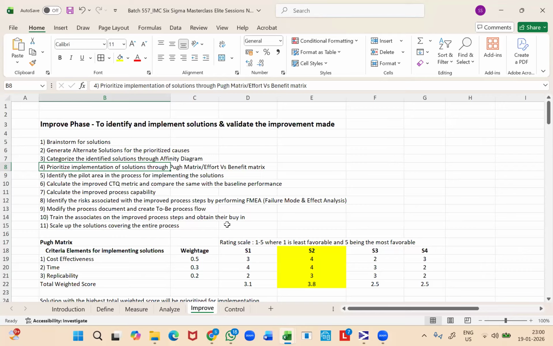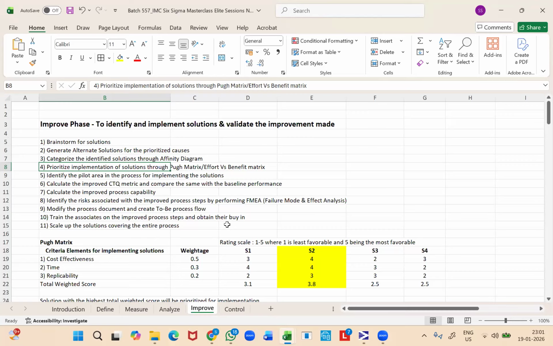And then we will calculate the improved performance of the CTQ metric, and we will also validate whether we have attained the project goal or not. Remember, in the project charter, we would have mentioned the project goal. The project goal would have been fixed as per the CTQ metric. So we would validate whether we have been able to attain that project goal or not. And we will also validate the improvement made. So we will compare the baseline scenario with the improved scenario.